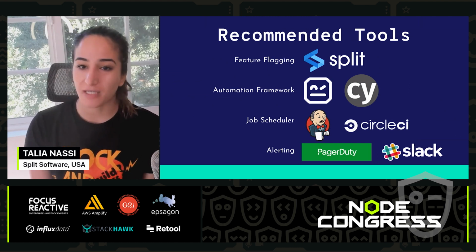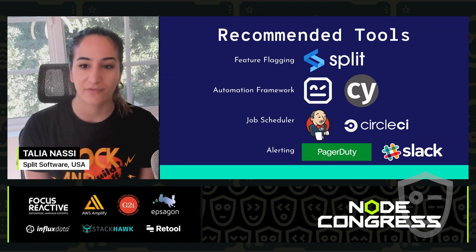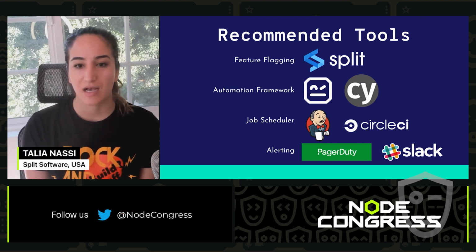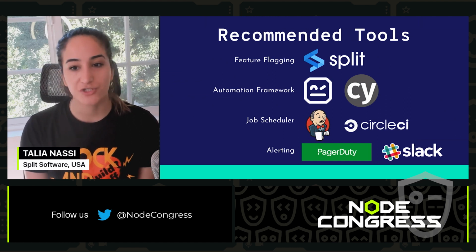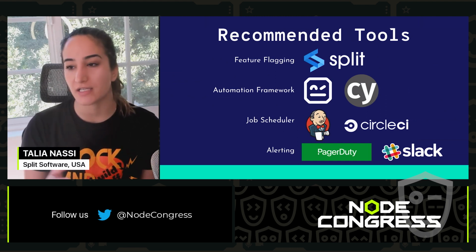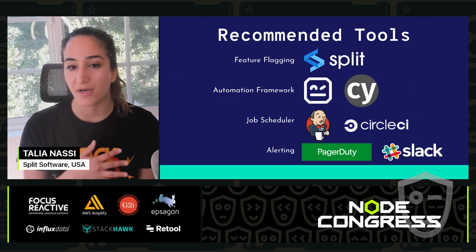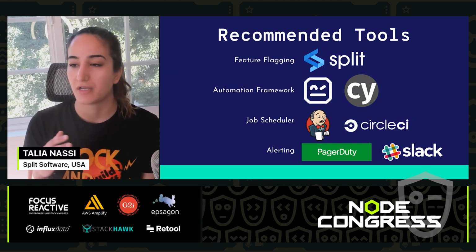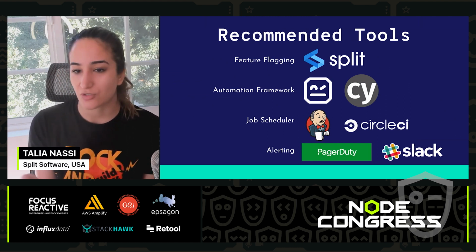And then for your job scheduler, there's Jenkins and CircleCI, Travis, Maven. I don't have a preference between any of these. For your alerting tools, there's PagerDuty, Slack, and again, you can customize these to say, for those business critical alerts, I want to use PagerDuty, and for those maybe warnings or things that look kind of weird in the test, use Slack.